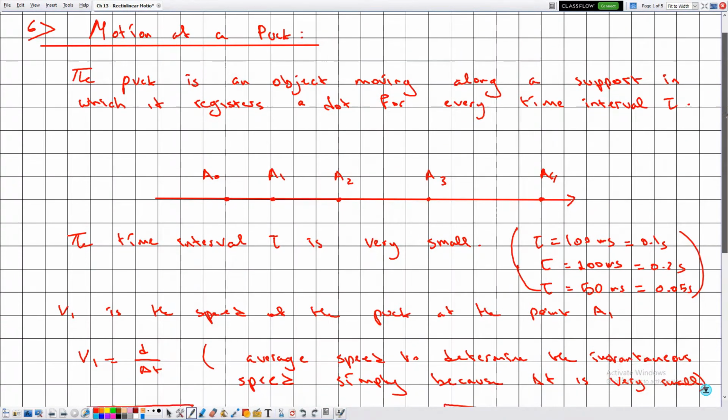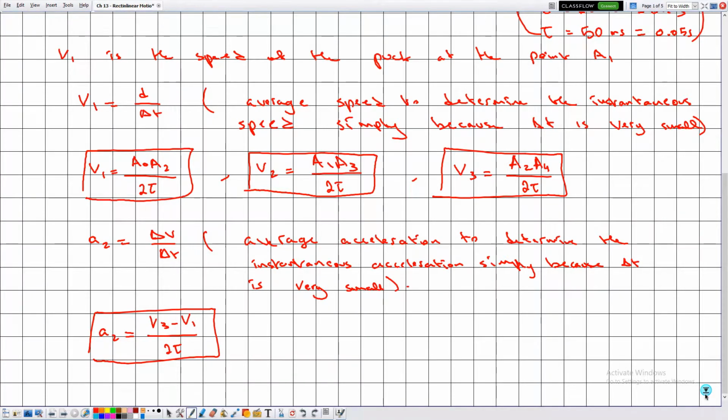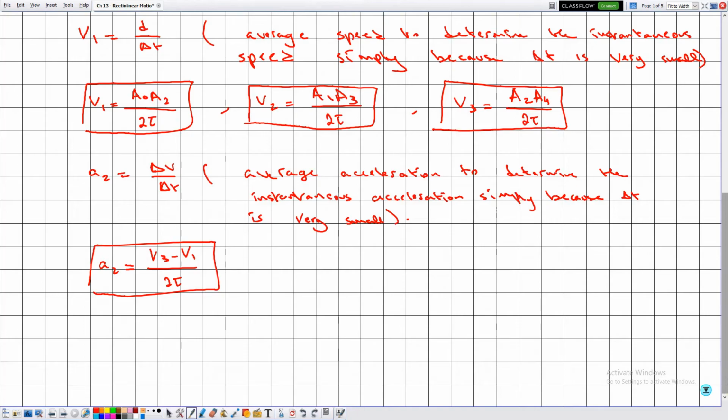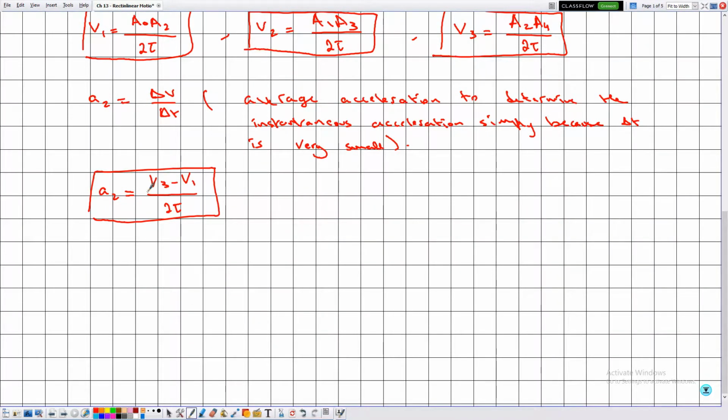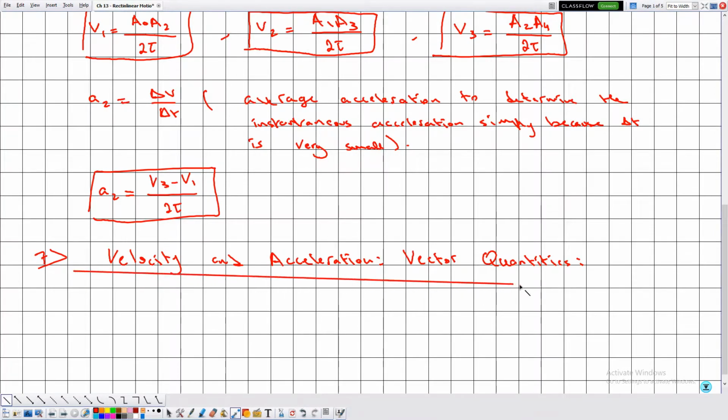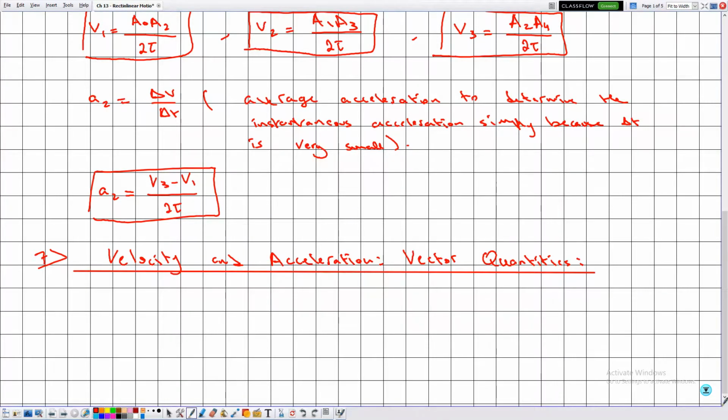So this is it for section number 6. Now we are interested in some vectorial quantities, so let me move to section number 7: velocity and acceleration, and these are vector quantities. Then let me start with the velocity vector.